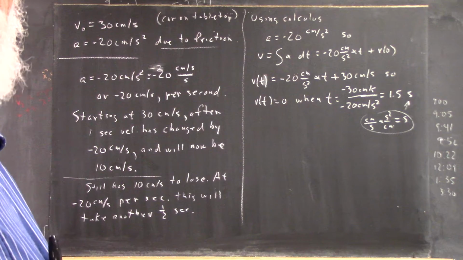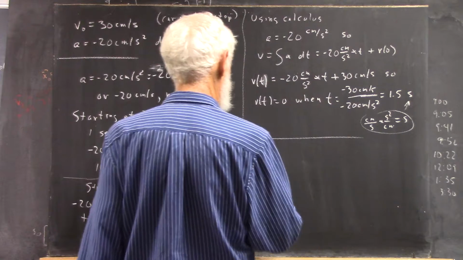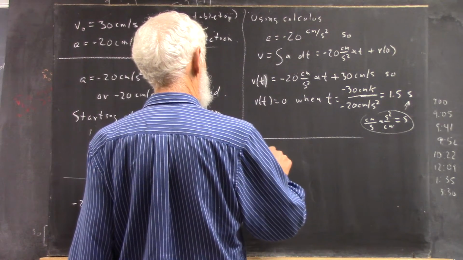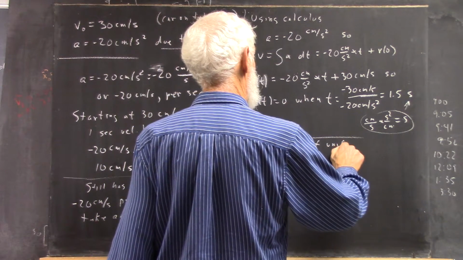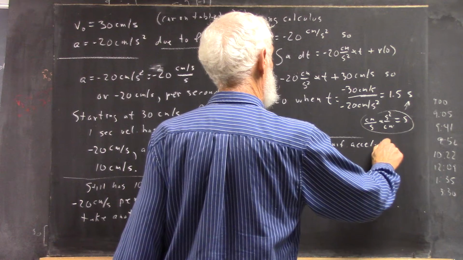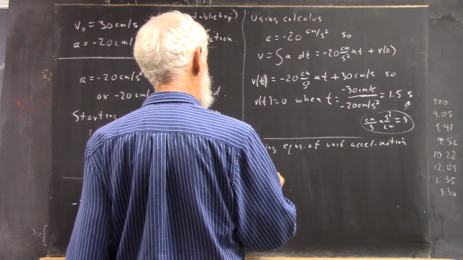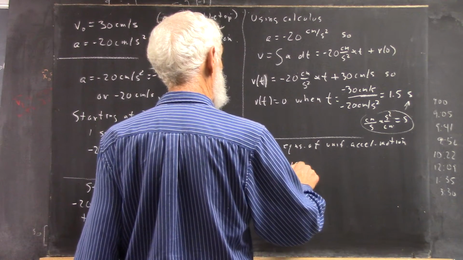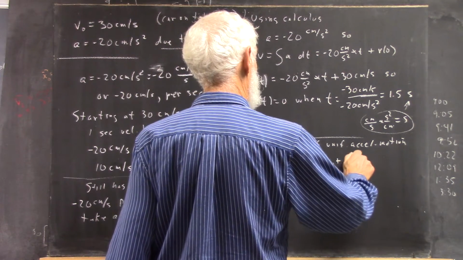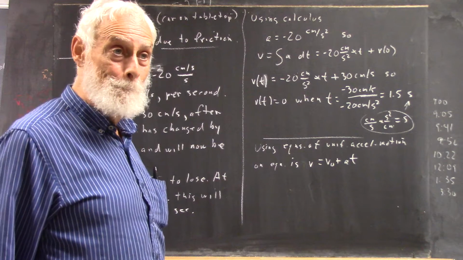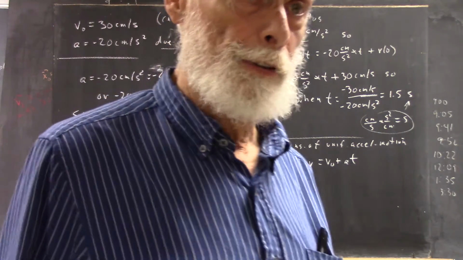Of course, we have canned equations, using equations of uniformly accelerated motion. I like those canned equations. One of the equations is v equals v naught plus at. Okay? Well, that's the same as this equation that we can easily derive by one simple calculus step.